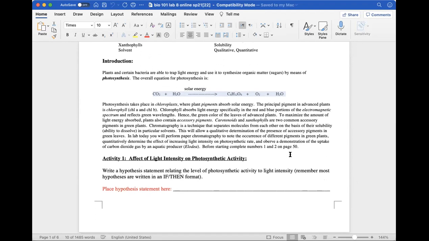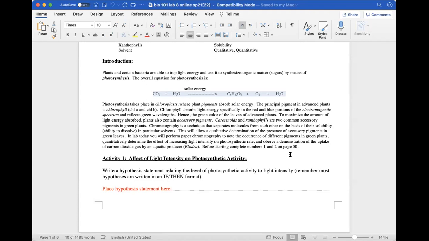Photosynthesis takes place in chloroplasts, where plant pigments absorb solar energy. The principal pigment in advanced plants is chlorophyll, which absorbs light energy, specifically in red and blue portions. Hence the green color of the leaves of advanced plants. The chlorophyll absorbs light energy in red and blue and emits green, and that's why plants are green.